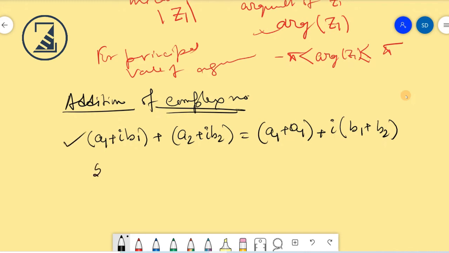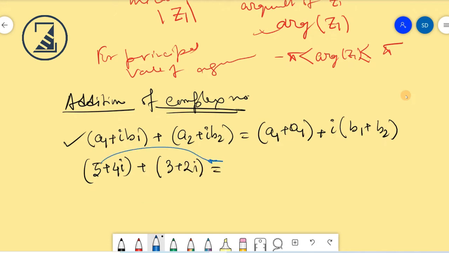Let's take an example. Say 5 plus 4i plus 3 plus 2i. What will be the result? So we will add 5 and 3 together, and this is 8, plus we will add 4 and 2 together, that will be 6, and with i this is going to be 6i. So 8 plus 6i is the answer.